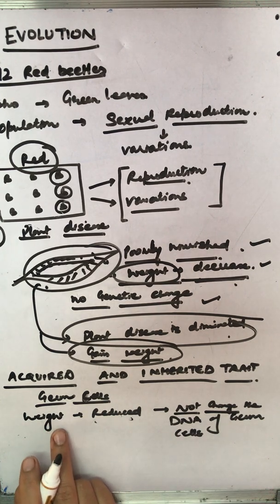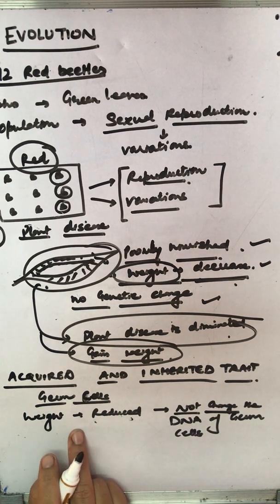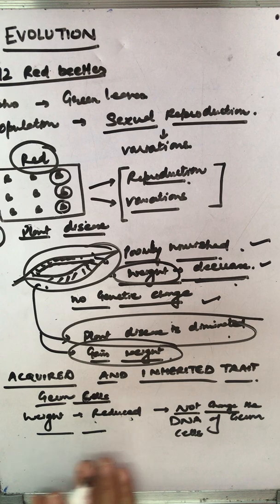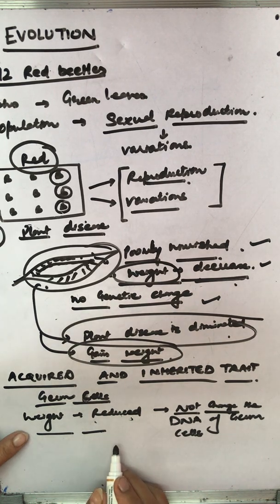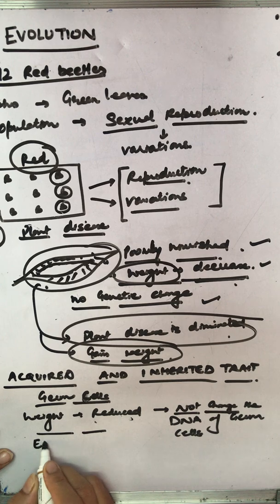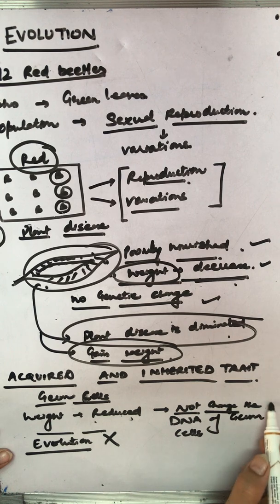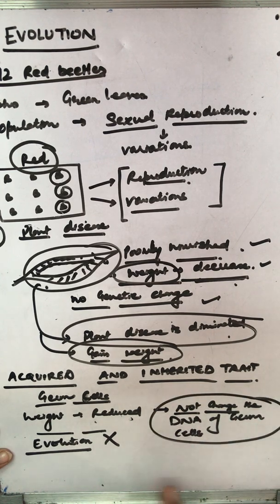Therefore, low weight is not a trait that can be inherited by the progeny of the starving beetle. Even if some generations are low in weight because of starvation, that is not an example of evolution. We will not consider it an example of evolution. It is not going to help us in evolution, no way. Why? Because it is bringing no change in the DNA of germ cells. Since the change is not inherited over generations, change in non-reproductive tissues cannot be passed on to the DNA of the germ cell. Okay?